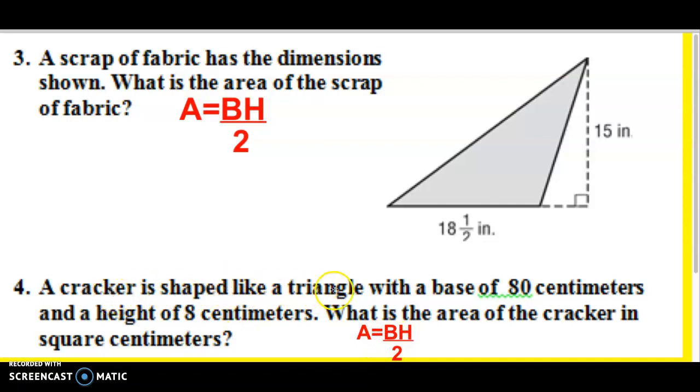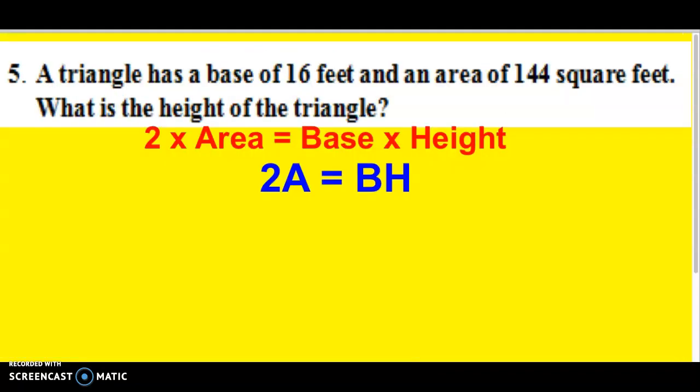It says a cracker is shaped like a triangle. You can even draw a picture of a triangle with a base of 80 and a height of 8 and find the area, base times height divided by 2. Number 5, this is where they want you to find the missing dimension. You're going to use this formula. You're going to multiply the area by 2 and then divide by the base.